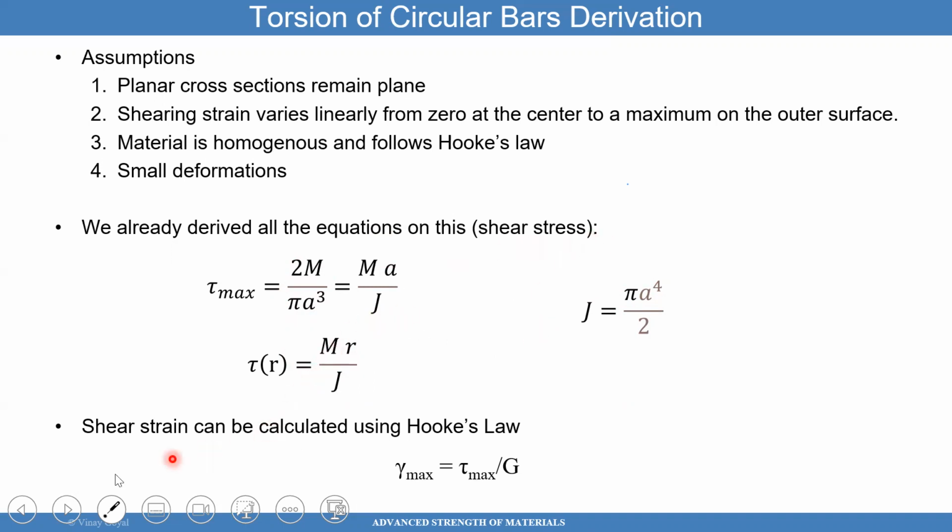Then you can calculate shear strain using this formula, because if I know shear stress, then I know the shear strain. So that's going to be this divided by G. So M r divided by J G. G is the shear modulus, J is the polar moment of inertia, M is the torque that you apply.